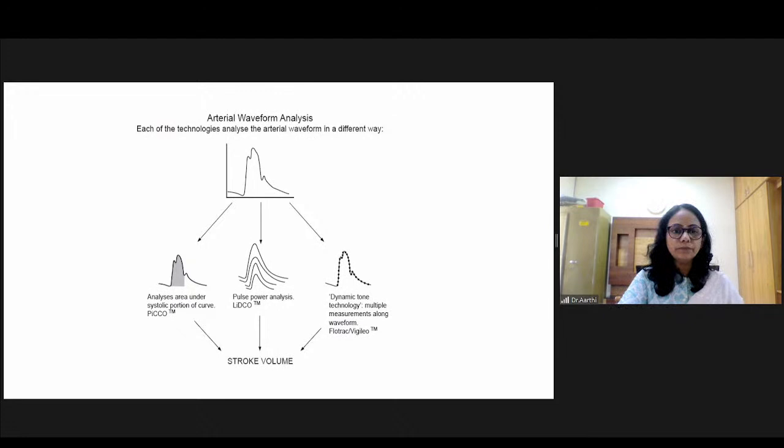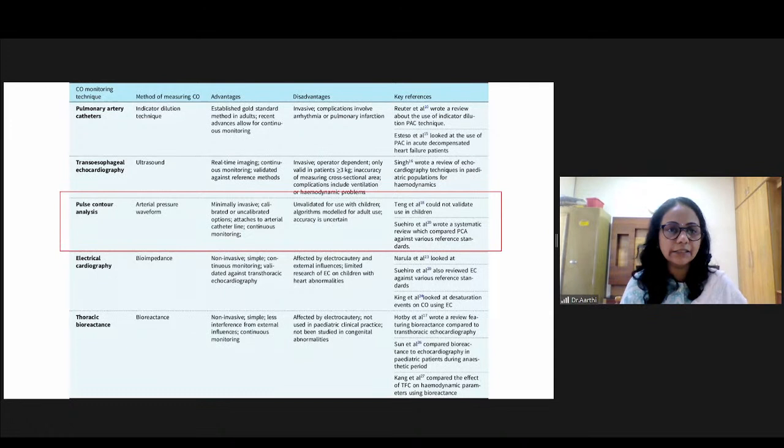So to summarize, the pulmonary artery catheters use what is called the indicator dilution technique. With that, one can measure the cardiac output either continuously or in a single stage, depending upon what type of pulmonary artery catheter we are using. And pulse contour analysis, which I was talking about earlier, analyzes the arterial waveforms and is minimally invasive. There are both calibrated and uncalibrated techniques, and these can be used for continuous monitoring of the stroke volume. They also give us the stroke volume variation, which predicts the responsiveness to fluid status.